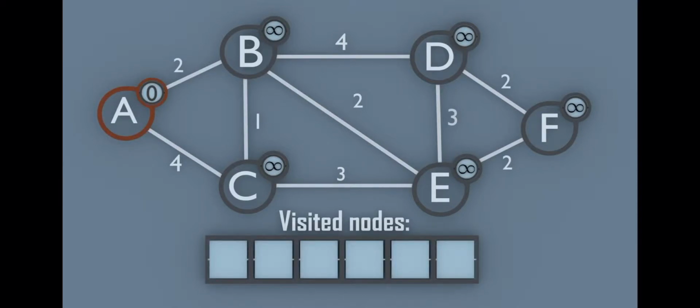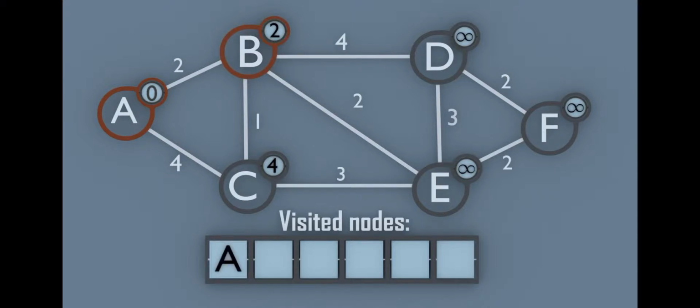First we compare the distance from node A to node B to the weight of the node B. Because the distance 2 is less than the weight of infinity, we set the weight of the node to 2. Then we do the same comparison on the node C. Because the weight of the node is greater than the distance, we update the weight to 4. Now we set node A as a visited node and move to the node B.